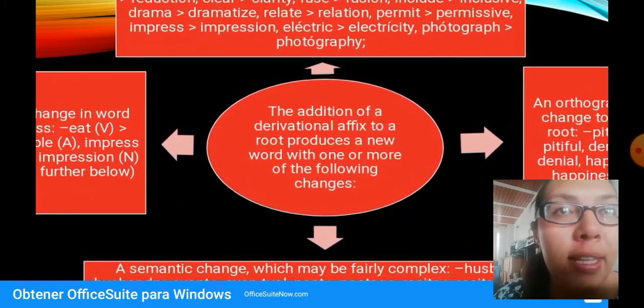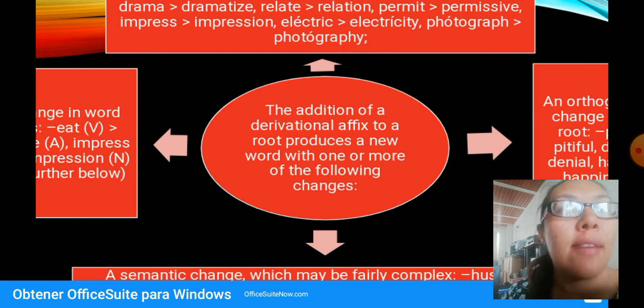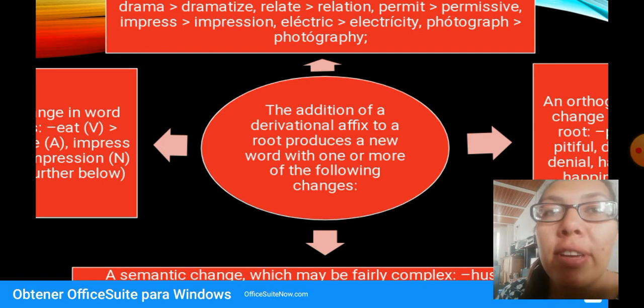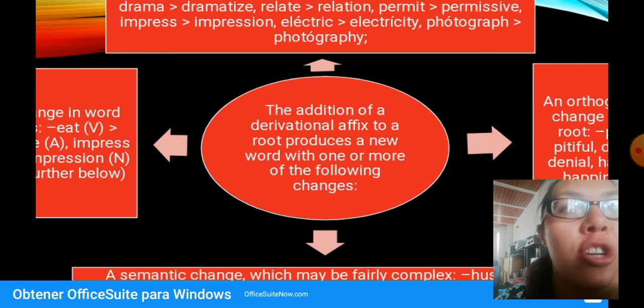In the phonological change, we can find examples like trauma to traumatize, or relate to relation. In this we find different pronunciation. Orthographic change is when we change a consonant for a vowel.